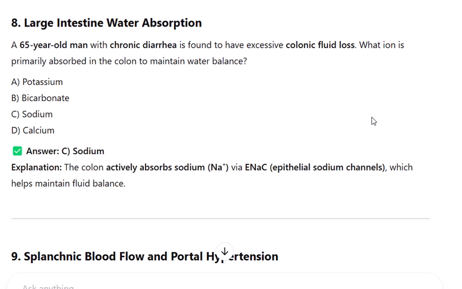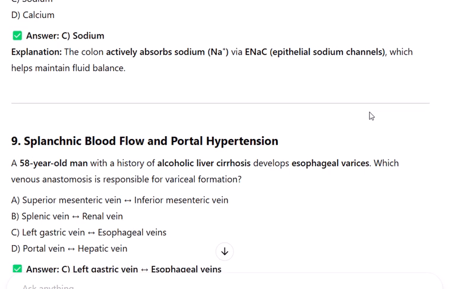Which venous anastomosis is responsible for variceal formation? A. Superior mesenteric vein and inferior mesenteric vein. B. Splenic vein and renal vein. C. Left gastric vein and esophageal veins. D. Portal vein and hepatic vein. Answer C. Left gastric vein and esophageal veins.